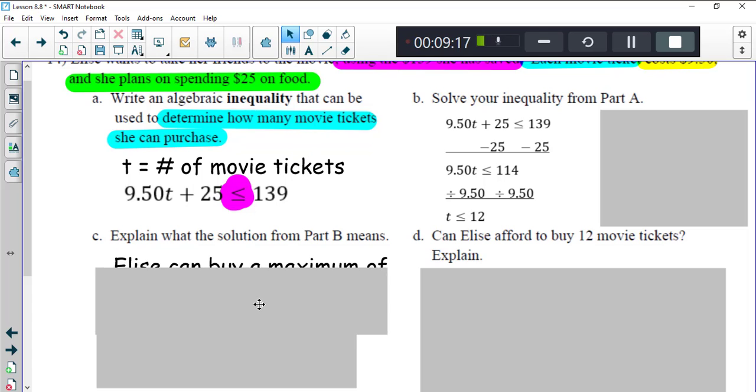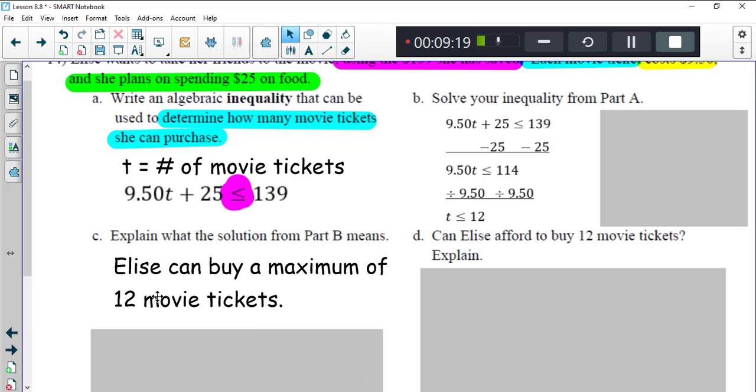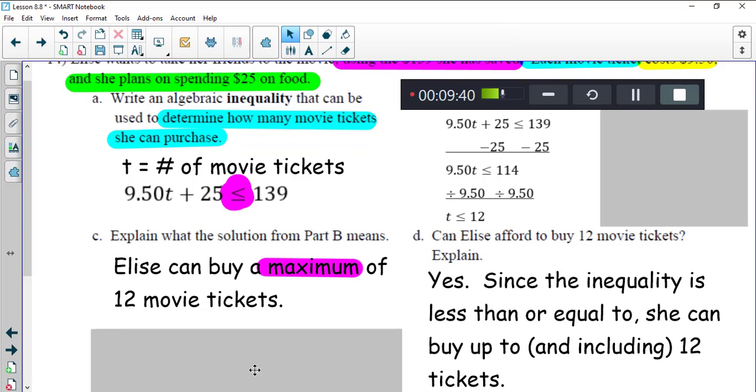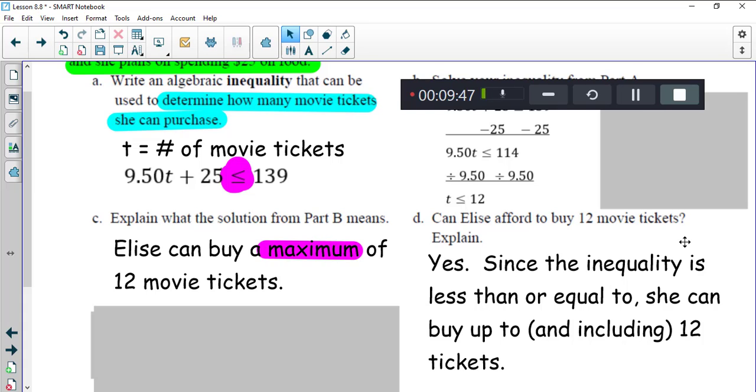T represents the number of movie tickets. So we know that Elise can buy a maximum of. Again, I'm going to use a word that's going to tell us what our inequality means. A maximum of, we could say less than or equal to, but a maximum of 12 movie tickets in all. So part D says, can Elise afford to buy 12 movie tickets? Well, she can buy a maximum of, which includes 12. So we can say for this one that yes, since the inequality is less than or equal to, she can buy up to and including 12 tickets, and that's for her and her friends.